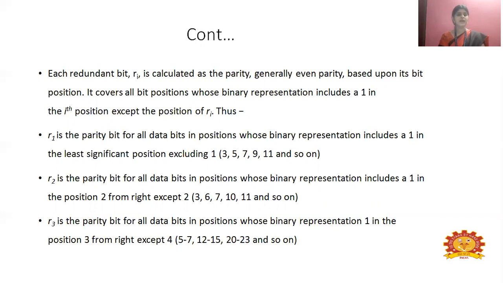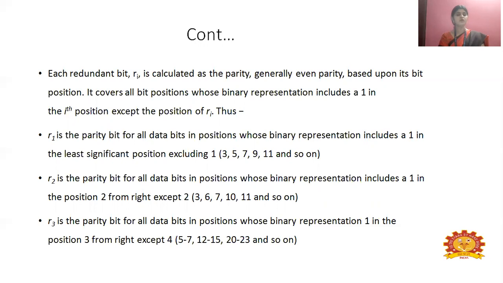R1 is the parity bit for all the data bits in the positions whose binary representation includes a 1 in the least significant position, excluding 1. That is 3, 5, 7, 9, 11, and so on. R2 is the parity bit for all the bits in the positions whose binary representation includes a 1 in position 2 from the right, except 2. That is 3, 6, 7, 10, 11, and so on.